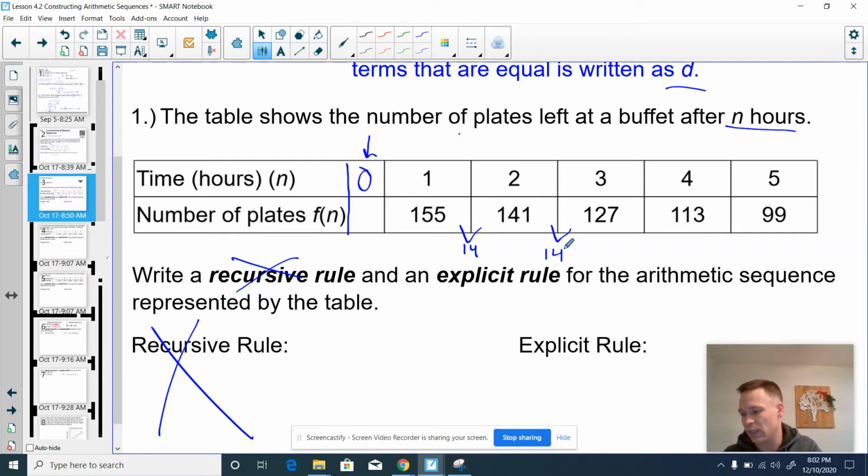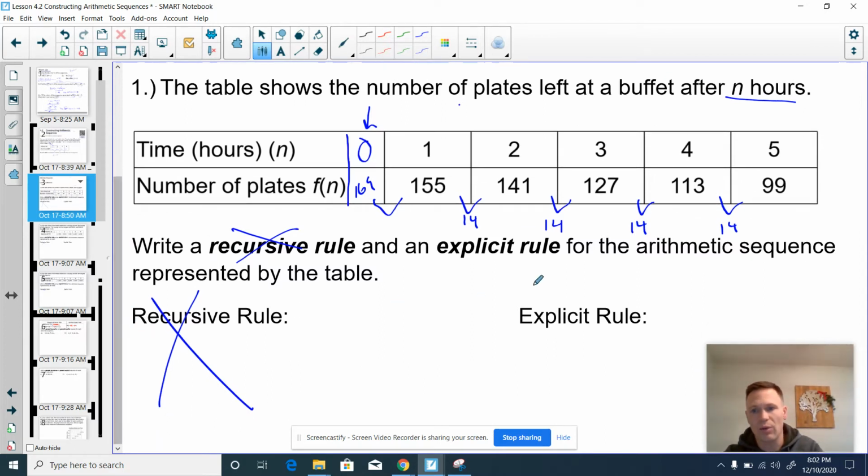If I subtract 14 again, I do get 113. And so what's happening is that every hour, 14 plates are getting used. So now how do I go back and find the 0th term? How many plates were out there originally before people started coming to eat? Well, if I'm subtracting 14 to go this way, I have to add 14. So 155 plus 14 gives me 169 plates, which is what we originally started with.